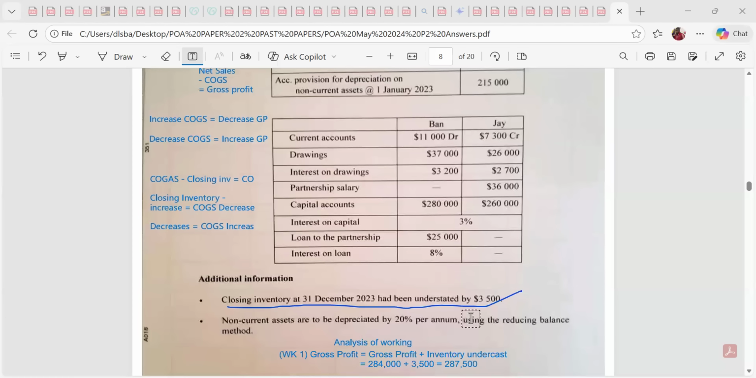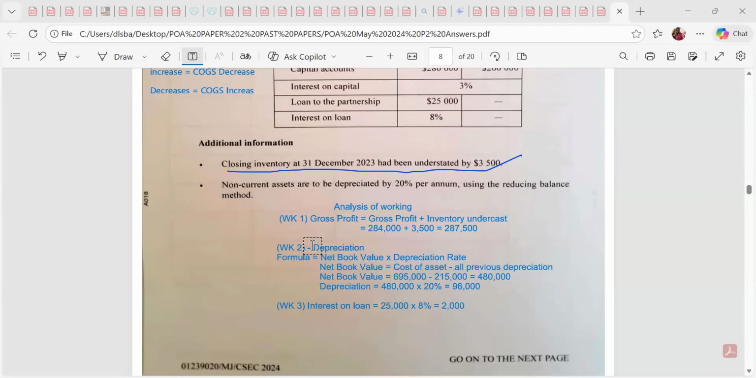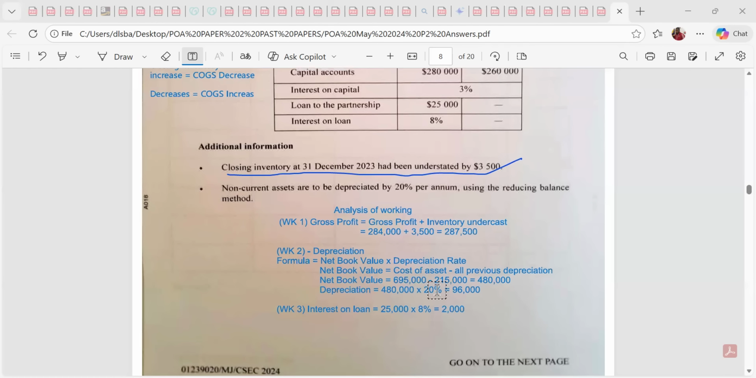Then I have the depreciation. I'll have to calculate depreciation using the reducing balance method. That will be an expense to me. So I have it here, depreciation. I find out the net book value first, which is the cost of the asset minus all previous depreciation. And then I multiply the net book value by the depreciation rate of 20%. Now so we're getting 96,000.